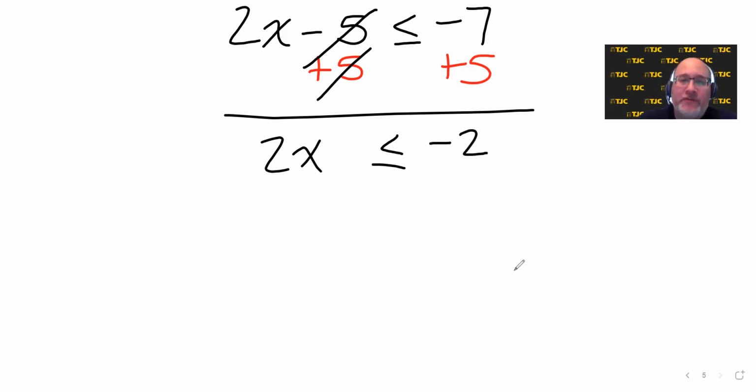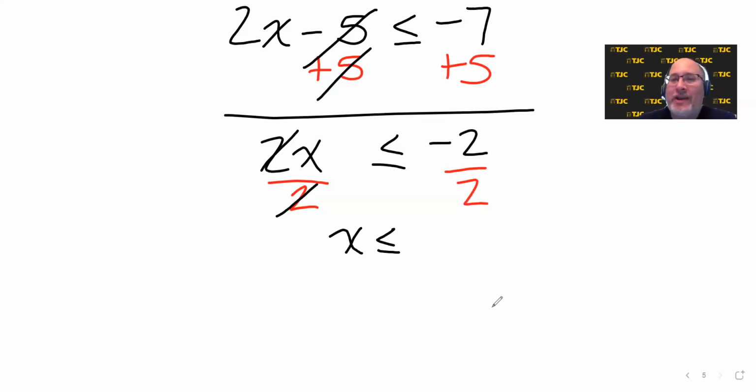And then our last move to get the x by itself is to divide both sides by 2. Since the x has a 2 multiplied in front of it, the 2's cancel. That leaves an x on the left, less than or equal to. And on the right side, -2 divided by 2 is -1.